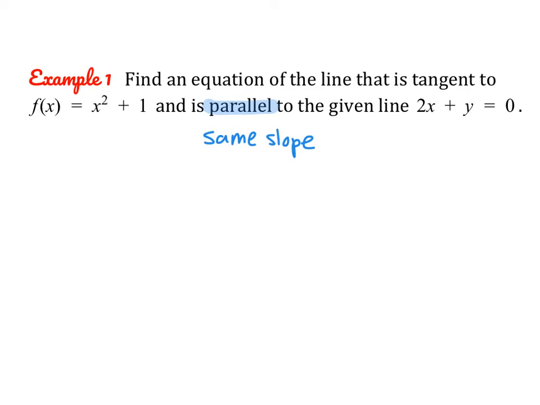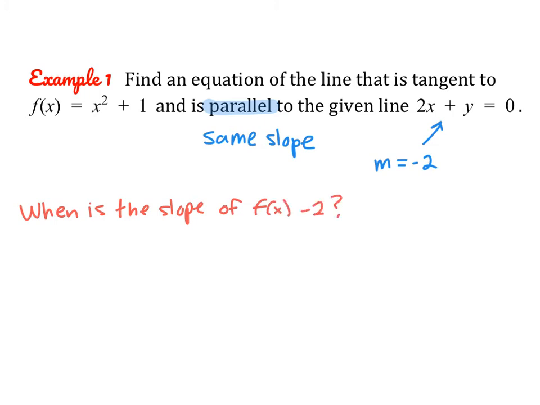So if I look at the slope of this line, I see that the slope is -2. So I'm wondering, where in this function is my slope -2? So when is the slope of f of x -2? And so I'm pretty much wondering, when is f prime of x equal to -2? Because f prime of x is the slope of f of x. So I'm going to need to find f prime of x, and for this we can use that power rule.